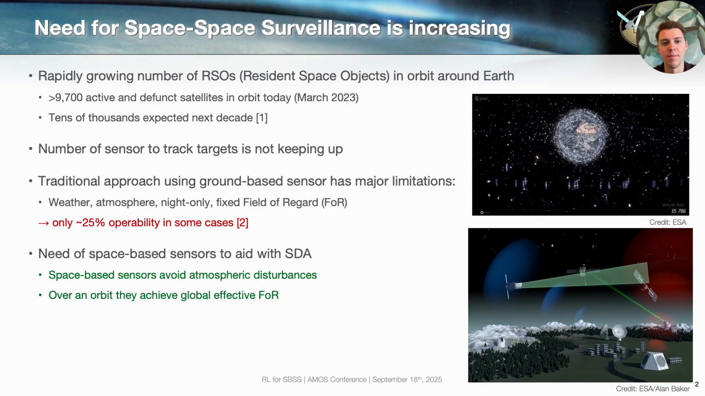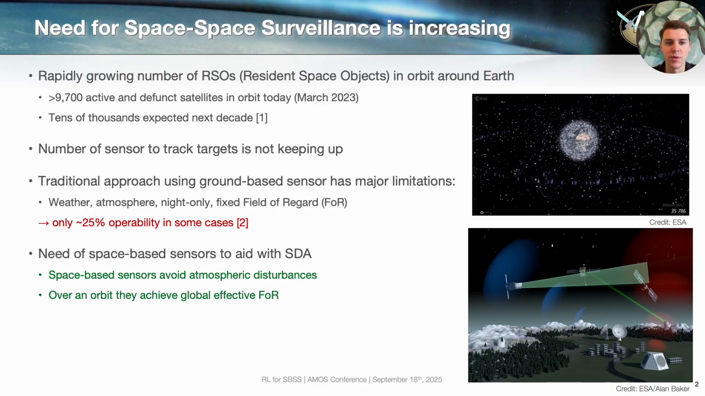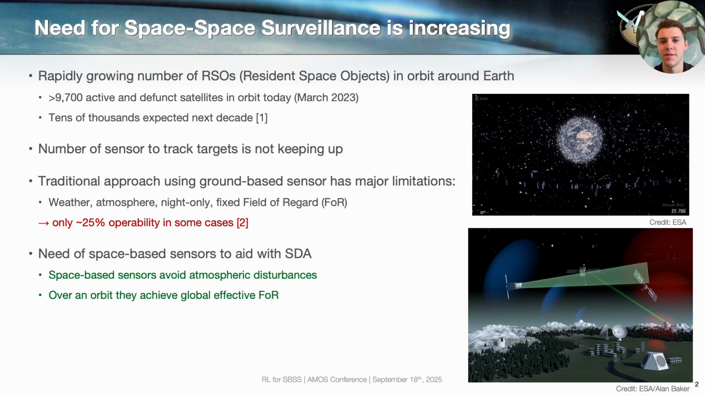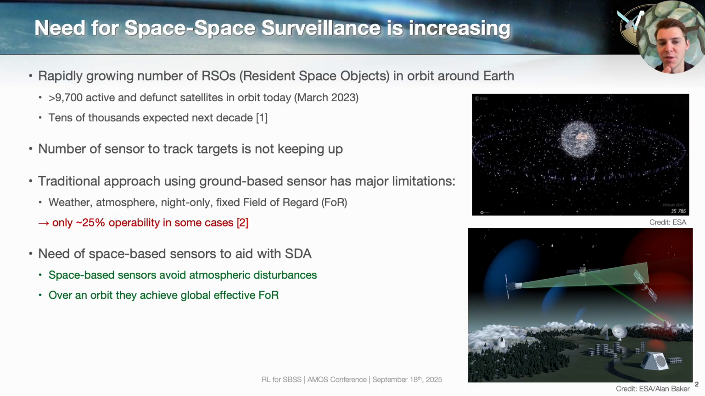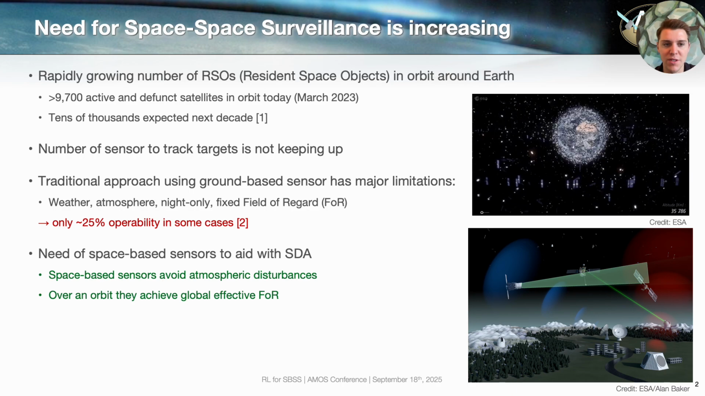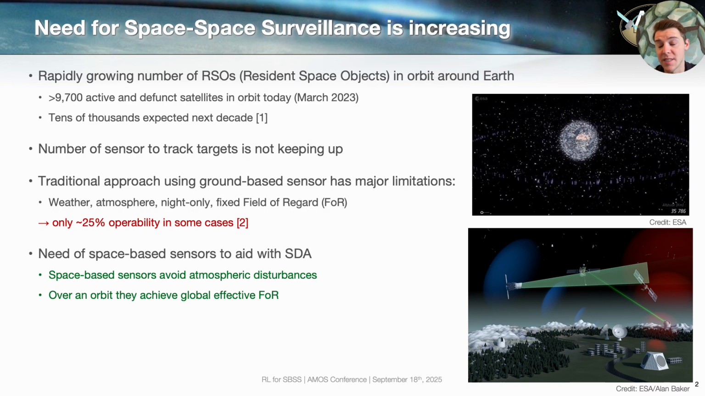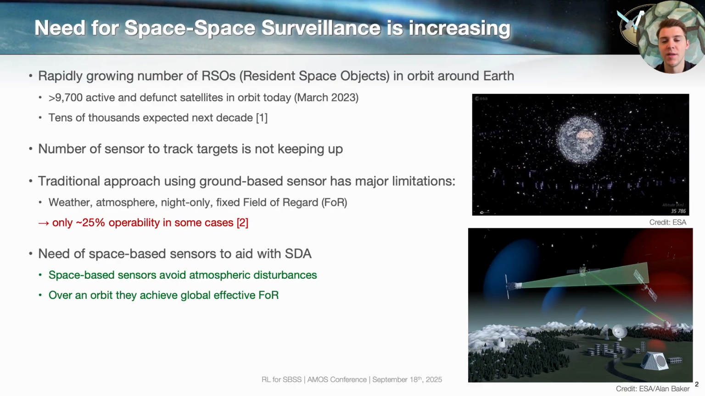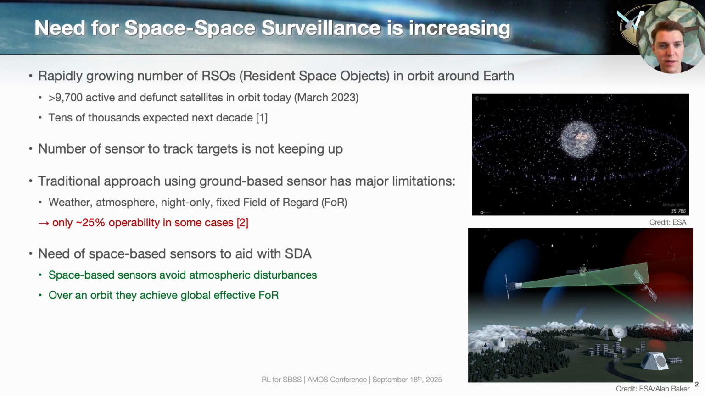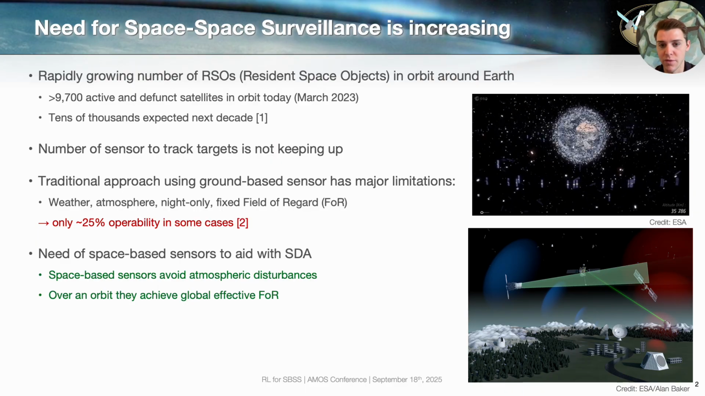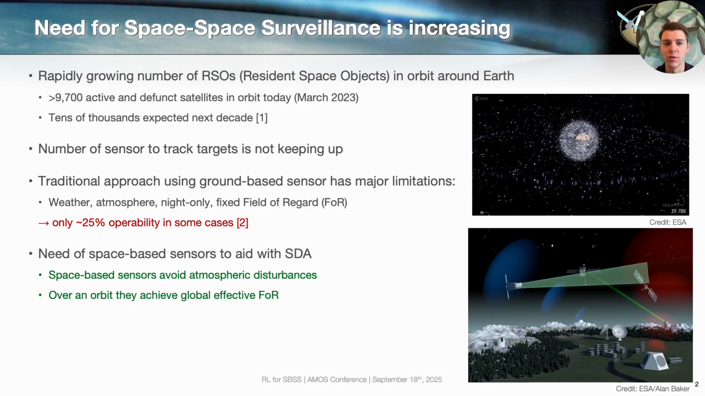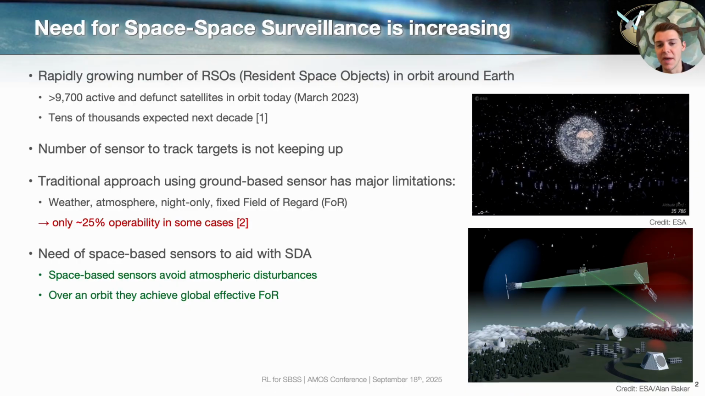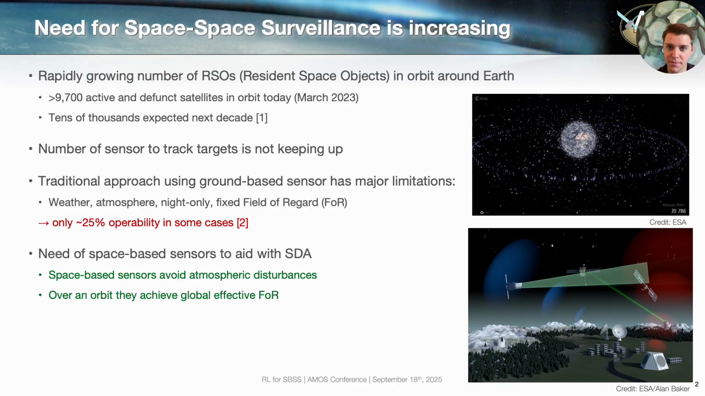Traditionally, many ground-based systems were used in order to keep track of these RSO catalogs, but these come with limitations. They have limitations in terms of weather, atmospheric disturbances, night-only observations for some of them, as well as fixed fields of regard. In contrast, space-based sensors mostly avoid these atmospheric disturbances and weather effects, and over the course of a whole orbit give you an effective global field of regard. And so there is a need for space-based sensors to aid with this growing SDA challenge.